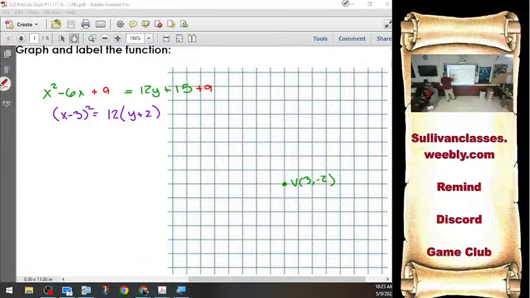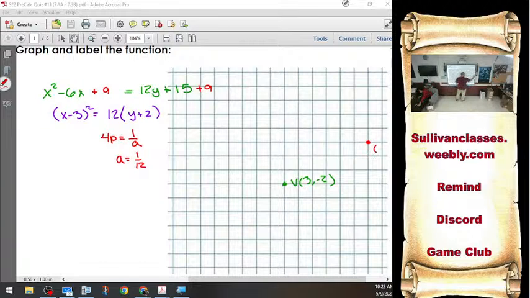Remember your stretch or compression. 4p is 1 over a. So a is 1 over 4p, or 1/12. If I'm going to go making more points to this thing, I want to pick perfect squares that are divisible by 12. 36. Normally, I would go over 6 and up 36. But now, from that vertex, I can go over 6 and up 3. So over 1, 2, 3, 4, 5, 6, up 3.